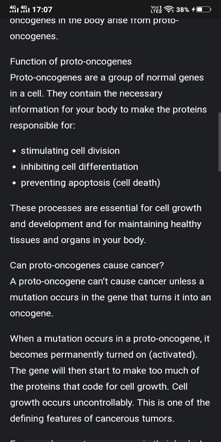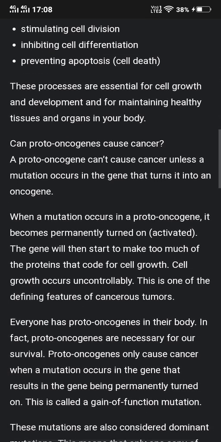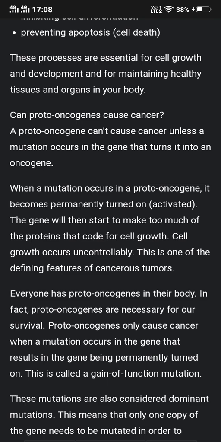Can proto-oncogenes cause cancer? A proto-oncogene can't cause cancer unless a mutation occurs in the gene that turns it into an oncogene. When a mutation occurs in a proto-oncogene, it becomes permanently turned on or activated. The gene will then start to make too much of the proteins that code for cell growth. Cell growth occurs uncontrollably. This is one of the defining features of cancerous tumors.